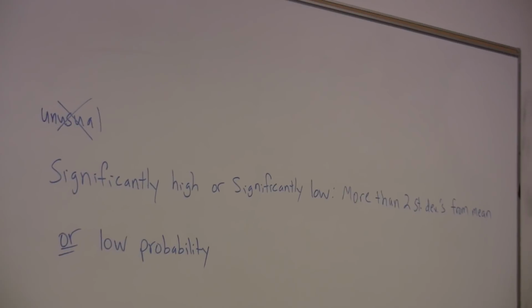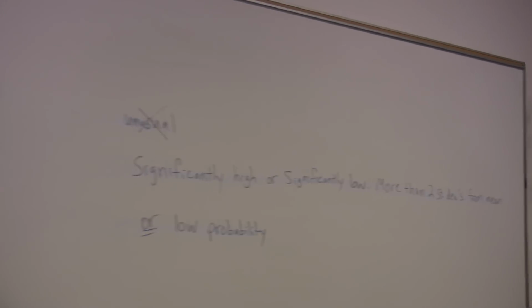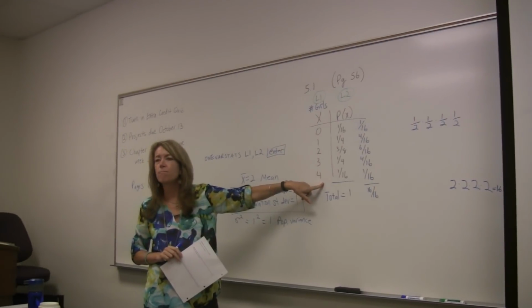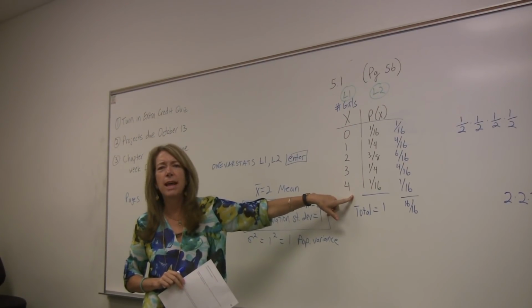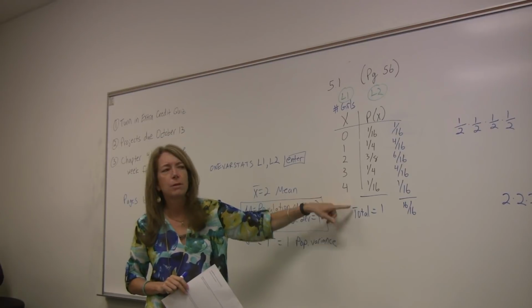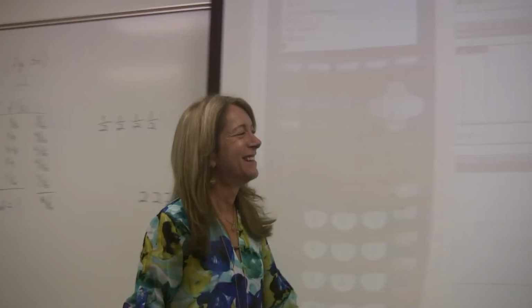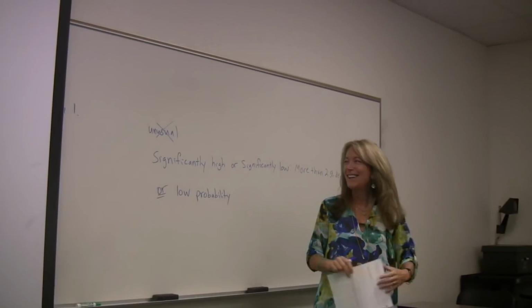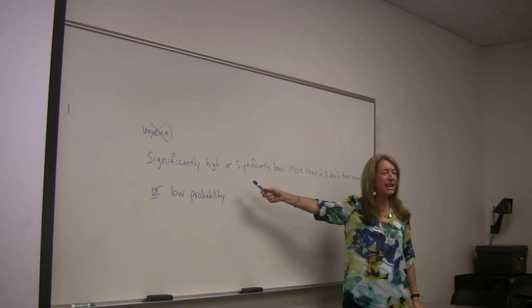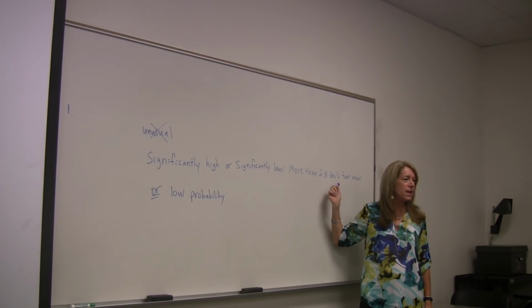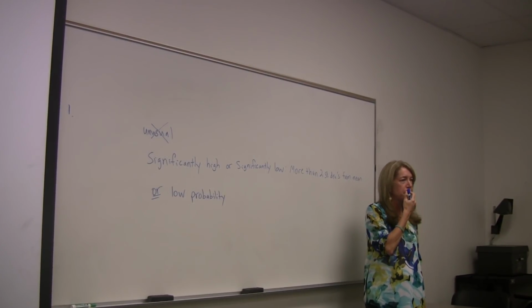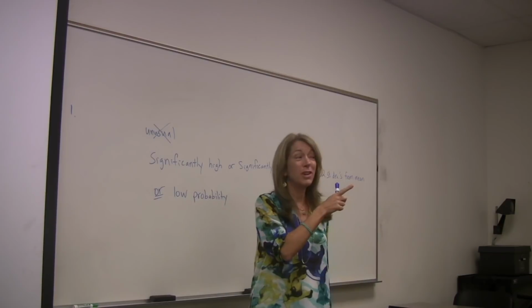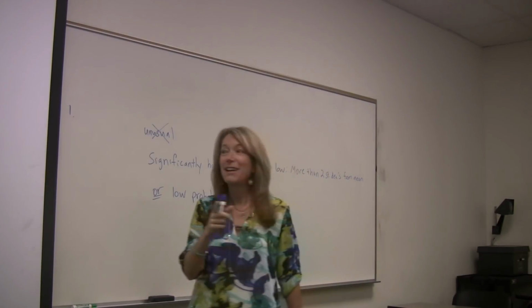Is 4 a high number of girls to have? Is 4 significantly high? Yes? Why yes? That's a lot of girls. Close to 5. Okay, it's not a judgment call, it's a statistical question. Significantly high is more than 2 standard deviations away from the mean. Because it's 2 exactly away from the mean. So is it more than 2? No, it's exactly. Aha. So let's talk about that.